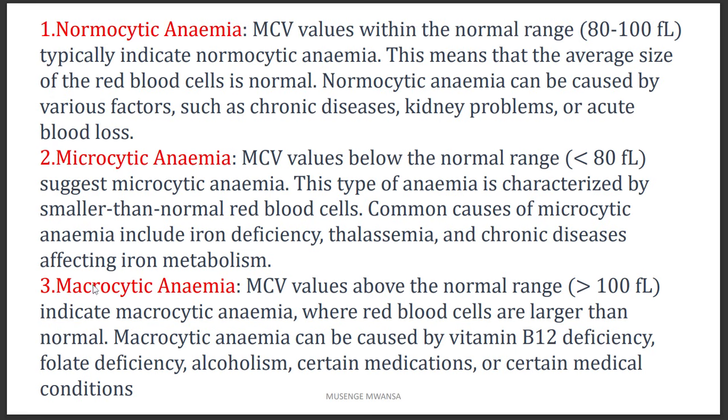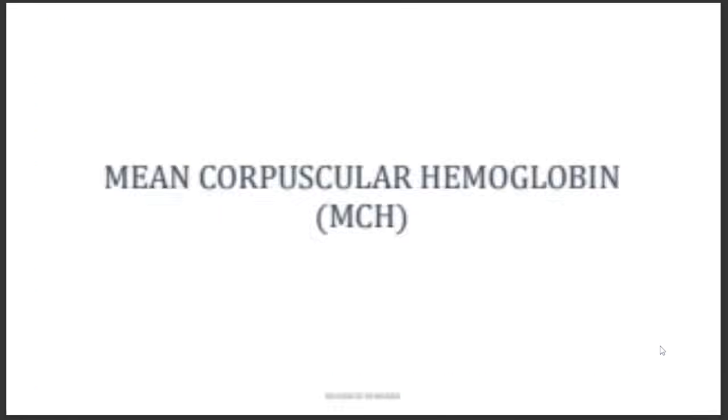So what if someone loses blood that has got a very big size? That is mostly because of vitamin B12 deficiency. So microcytic is related to iron, and then macrocytic is related to vitamin B12. So we need to take note of that. Apart from vitamin B12 deficiency, there's also folate deficiency, alcoholism, and also other medical conditions.